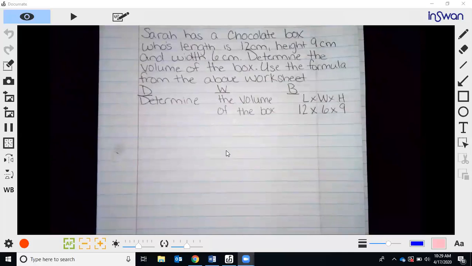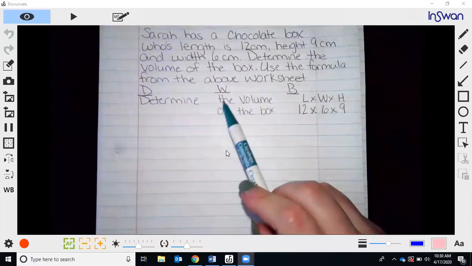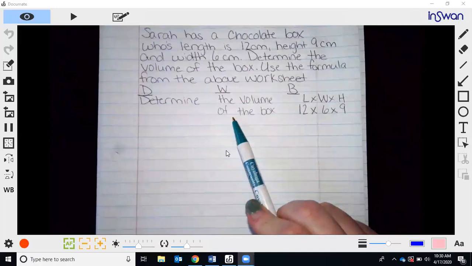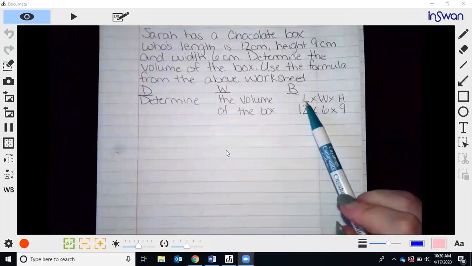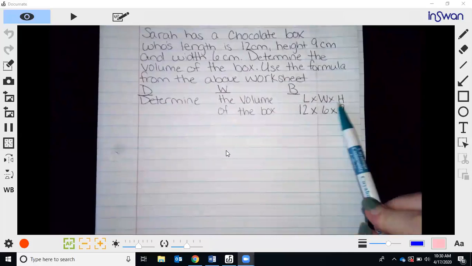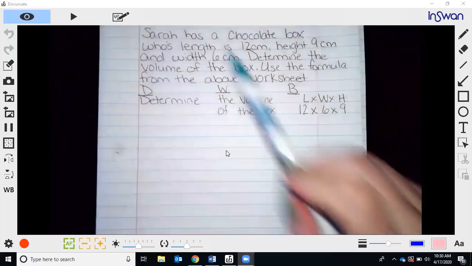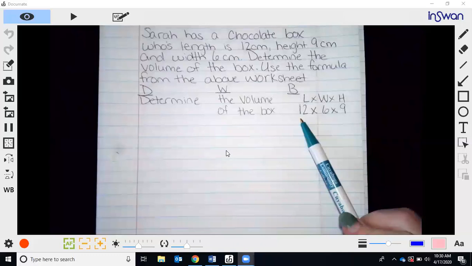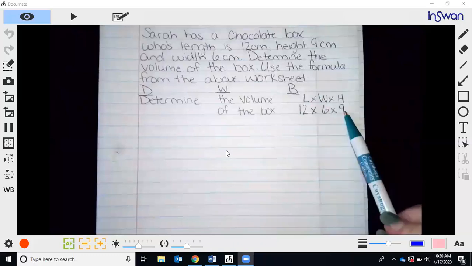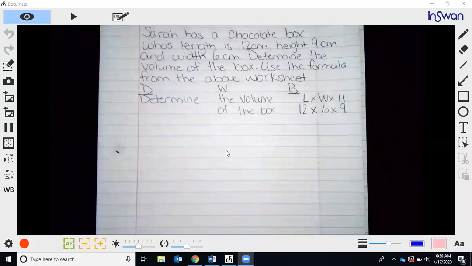Today, for our do word or our power verb, it wants us to determine. What does it want us to determine? The volume of the box. In order to do that, like I said, we're going to be using length times width times height. I saw that my length was 12 centimeters, my height was 9 centimeters, and my width was 6 centimeters. All I have to do is simply multiply all these together in order to get my final answer.